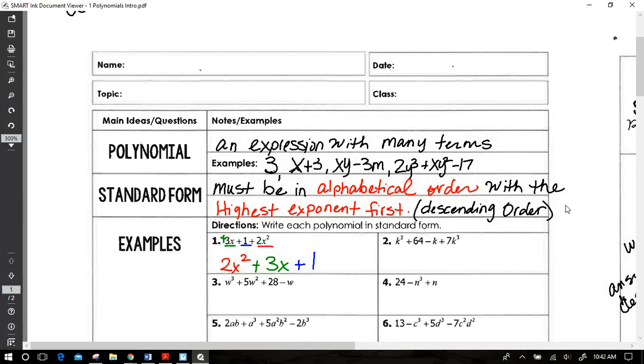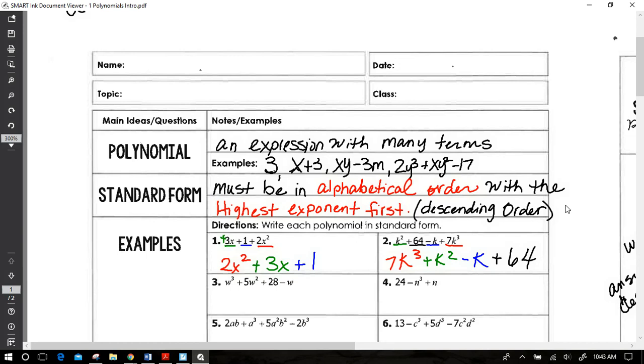Let's do number 2. So I'm going to always start by looking at these. I have k squared, I have a 64, I have a minus k, and then I have a 7k cubed. I have nothing that is the like terms to combine. So I need to start with the highest exponent and just write them in standard form. 7k cubed plus k squared minus k, and then finally in the back, I have my constant term. Remember, constant term is that number that's by itself. All right, so that is it.